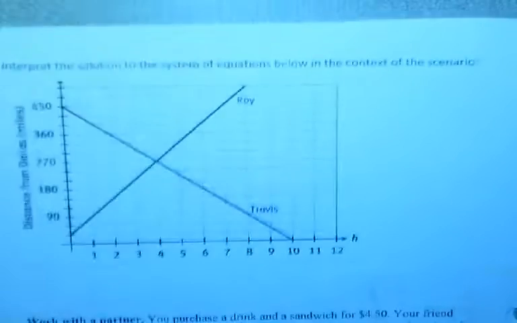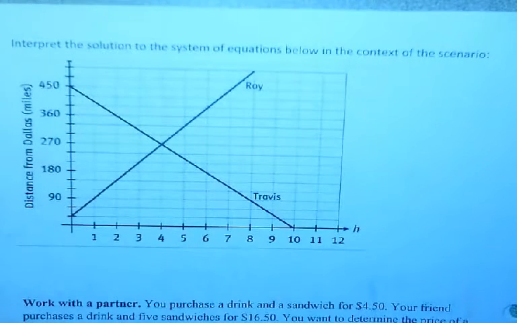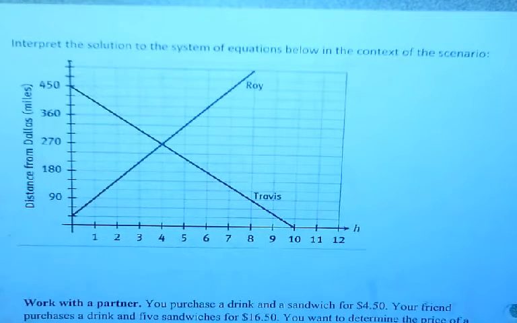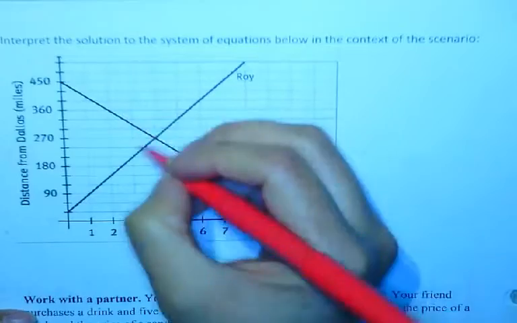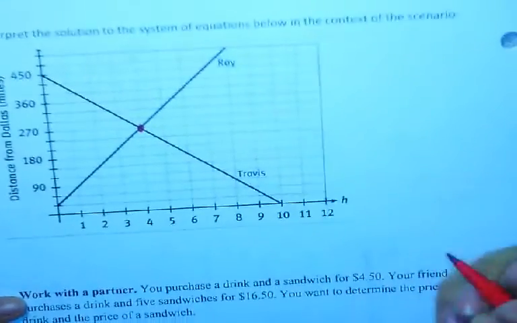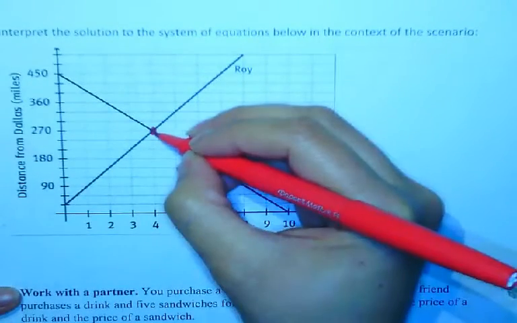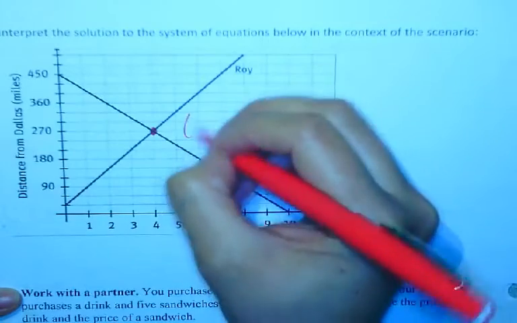The next page we have to interpret, and this was the Roy-Travis graph that we went over several times when we were studying systems. So now I have the graph of Roy and Travis, and I need to interpret the solution. So first of all, what is the solution? Solution is when two intersect, so it would be right here. So I find my point. My point would be 4 on the x and 170 on the y.